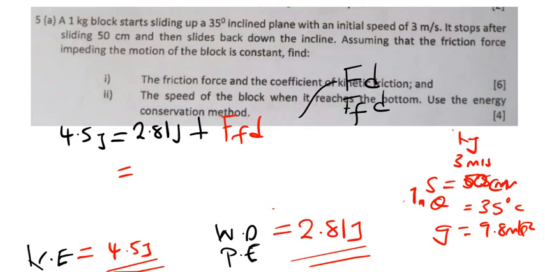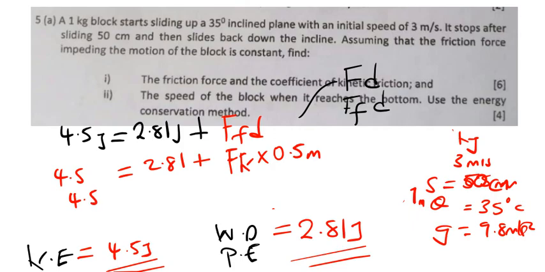Now we have 4.5 equals 2.81 plus the friction force that we're trying to find, the friction force due to kinetic energy. I can even put Fk, multiplied by the distance. The distance is 50 centimeters, which is the same as 0.5 meters. Then we solve.